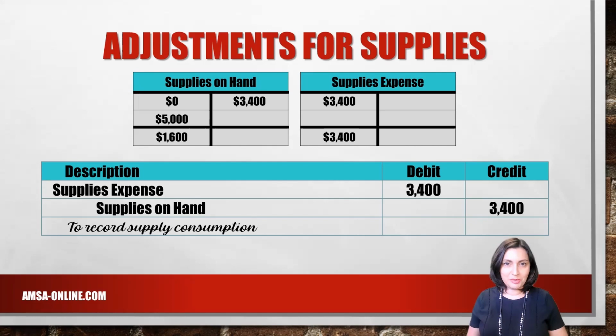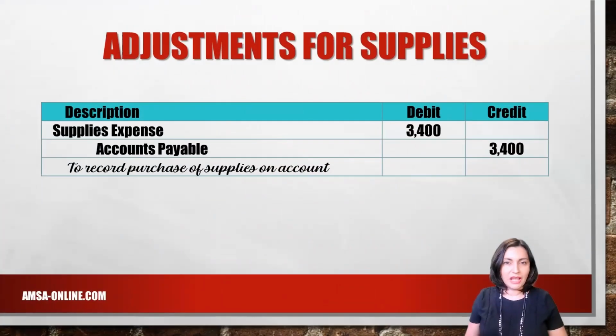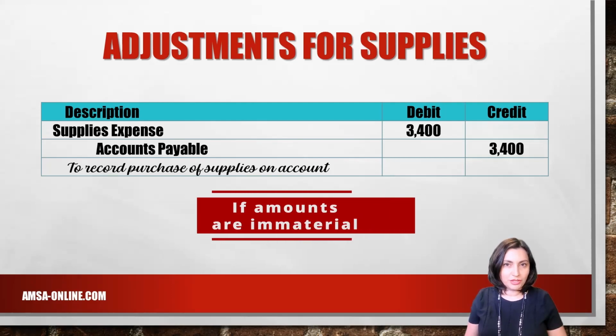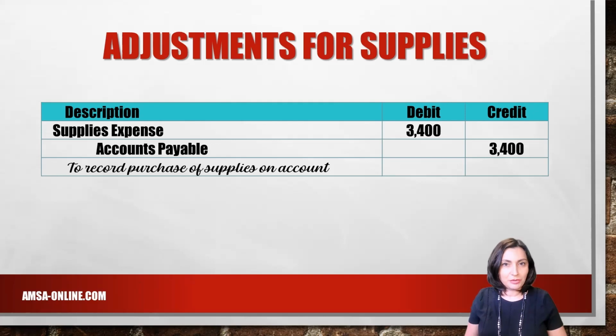Same as in the first example, the adjustment for supplies is recorded as a debit or increase to supplies expense and a credit or decrease to supplies on hand. If the amount of purchased supplies is immaterial, many companies choose to simplify the process and record supplies directly to the supplies expense account. In that case, the purchase of supplies is recorded as a debit or increase to supplies expense and a credit or increase to accounts payable, assuming supplies were purchased on account.